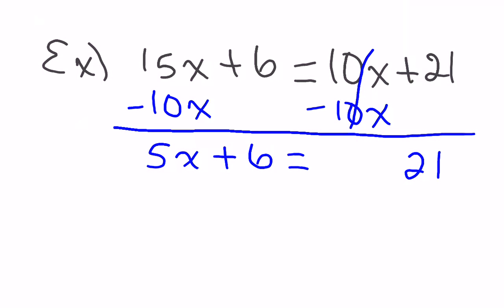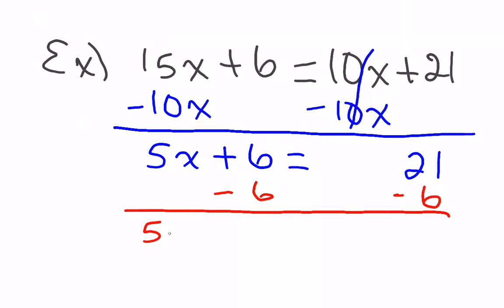Now, we have moved the x's to the left, so because we decided to move the x's to the left, we now have to move the constants to the right. So we need to move the 6 that's on the left to the right side of the equation. It's a plus, so again the opposite operation would be minus or subtraction. And so we have 5x, 6 minus 6 is 0. And then 21 minus 6. So again, you can do these in your head or you can do these with a calculator. But 21 minus 6 gives us 15.